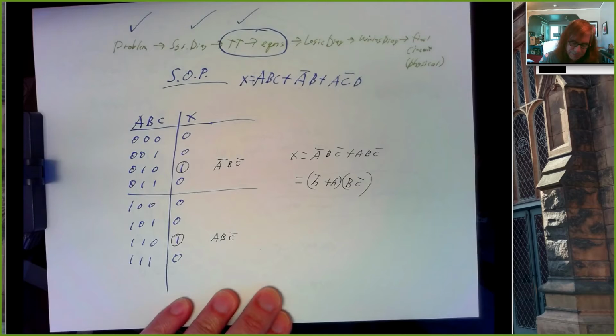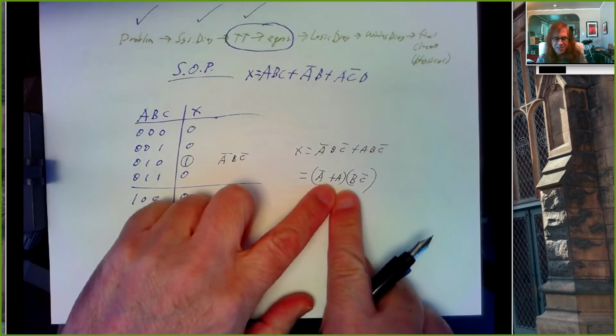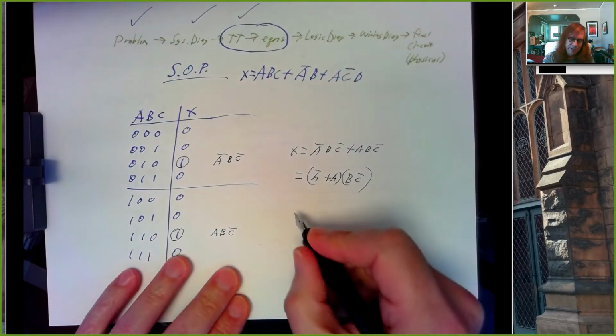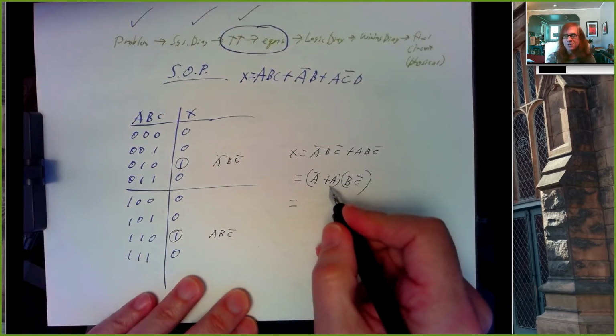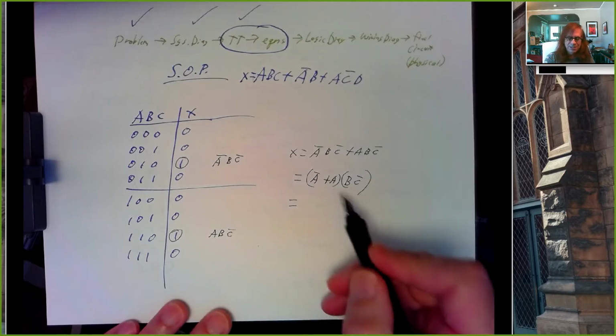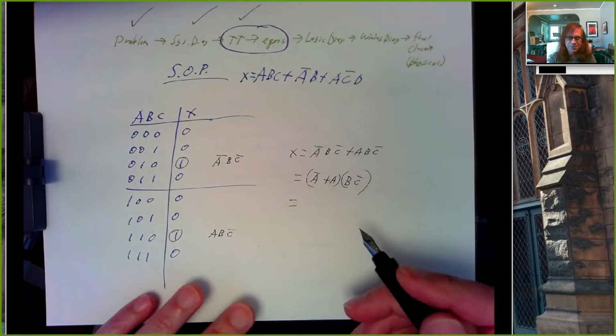Like that. Because A bar B C bar, that's the first term, and A B C bar, that's the second term. And then we could look at one of our identities and say, A bar ORed with A, that's always true. In other words, is A true or is not A true? Yeah, one of those is guaranteed to be true.